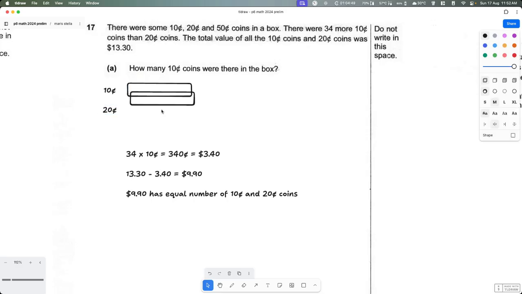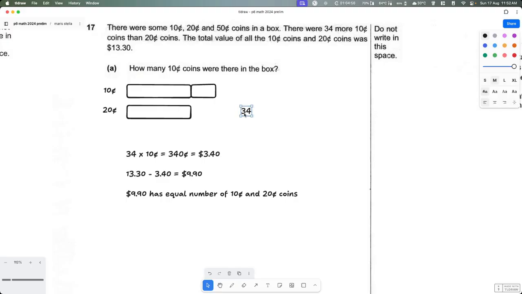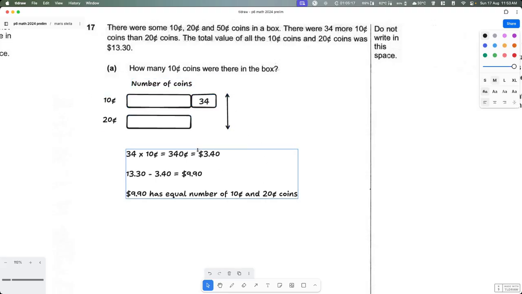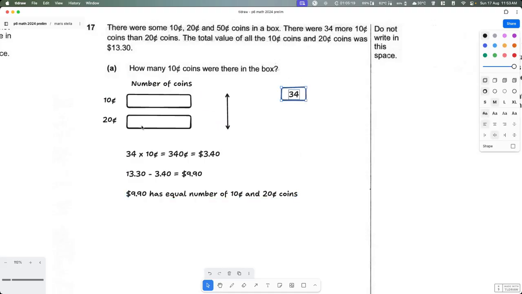So the difference is that 10 cents has more than 34 in this case over here. Okay, so 34, and this would then give us a total of $9.90. So once we get rid of this, this is the number of coins, that's what we see over here. Basically, once we remove this 34, then we will get the same number of 10 cents and 20 cents. That's what I see over here.